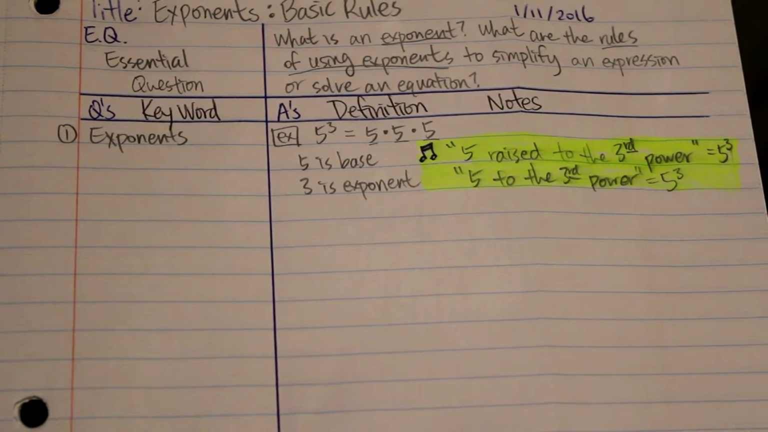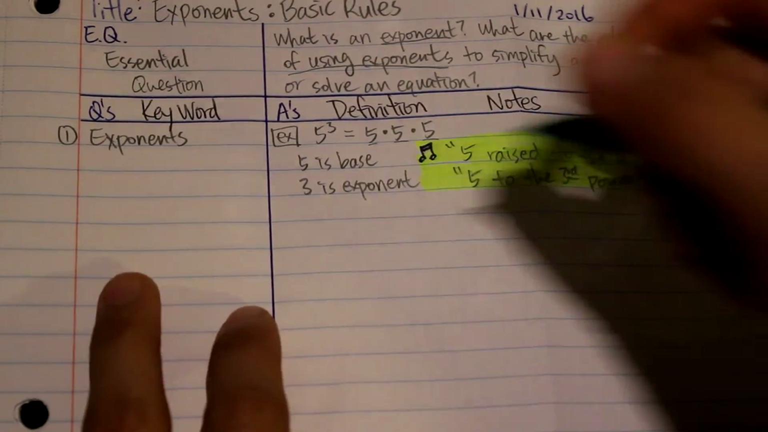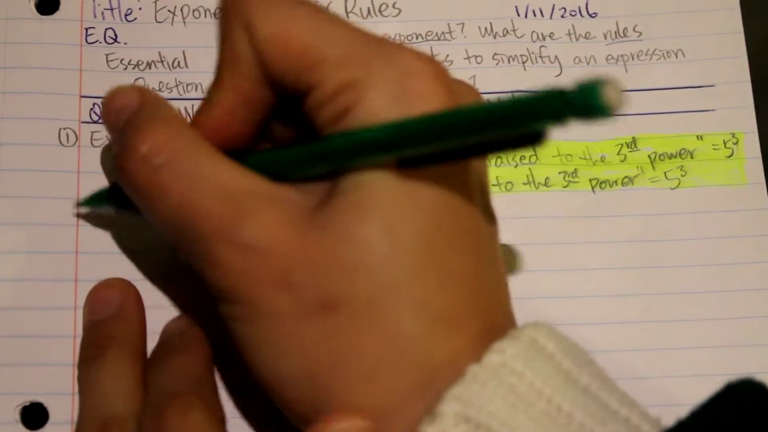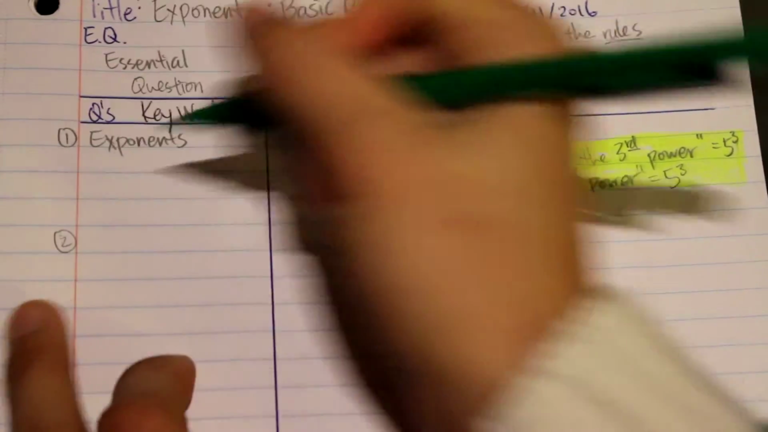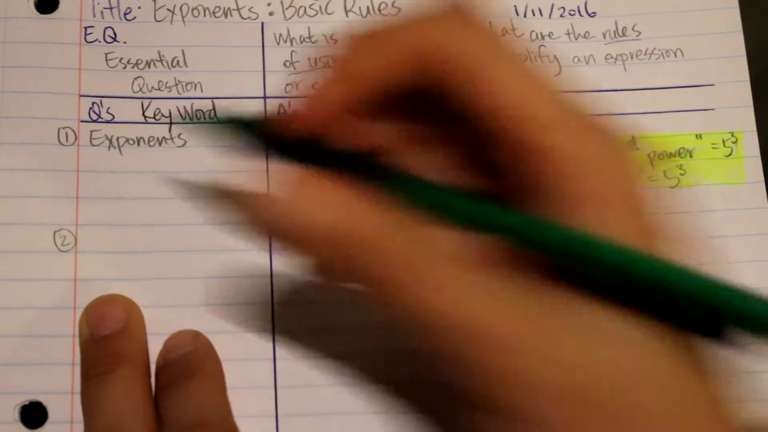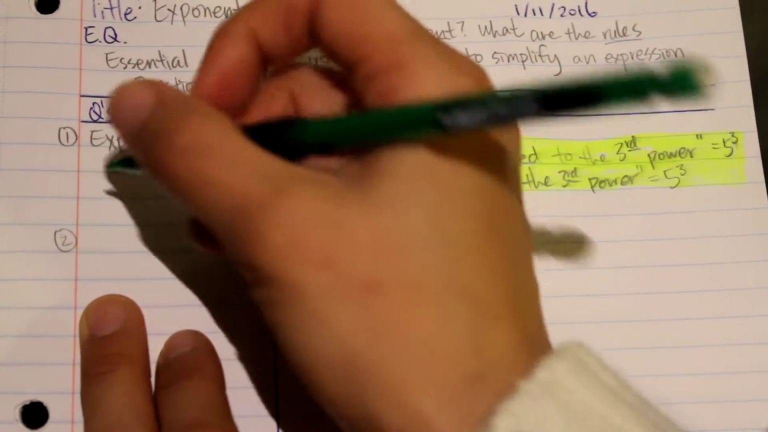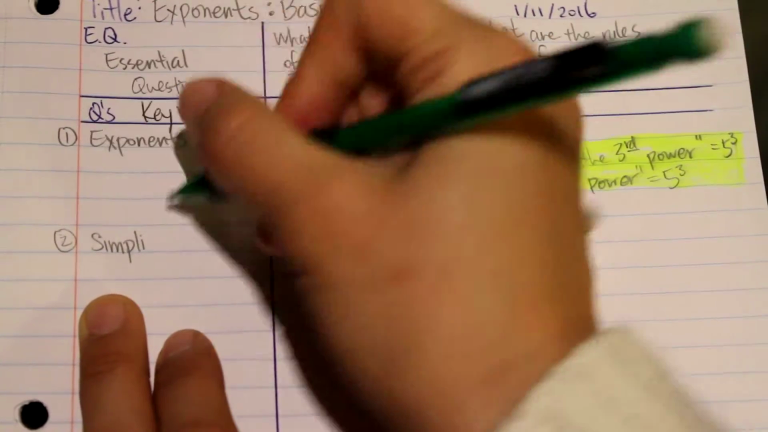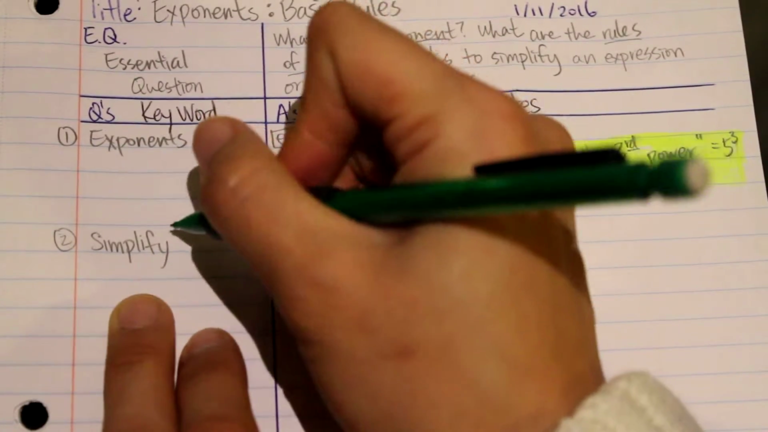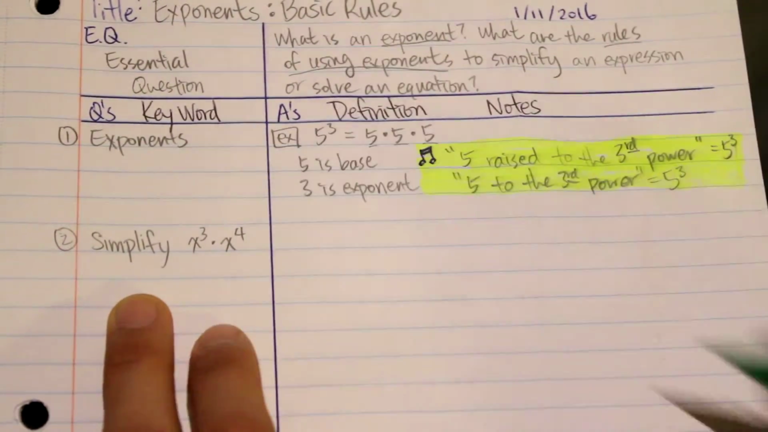Alright, so from there, you're going to go on to the next rule. Okay. So number 2, not 3. This is why we have erasers. 2. So the first basic rule is called the, well, I'm gonna let you decide. Okay, give me a second. Okay, so I'm gonna give you a question. Simplify x to the third power times x to the fourth power.